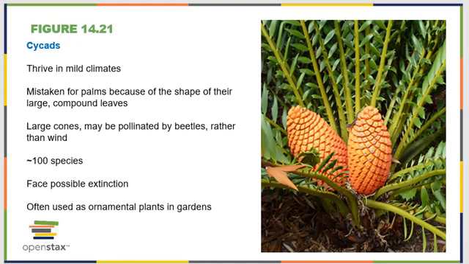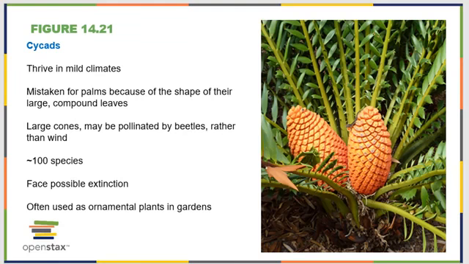gymnosperms are the cycads. These thrive in really mild climates. They're often mistaken for palms because of the shape of their leaves. You can see in the picture they kind of look like the Mexican fan palm. The leaf just isn't as long. They have really large cones that can be pollinated by beetles rather than by wind, which does make them different.